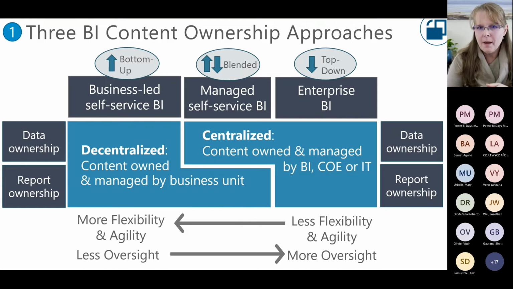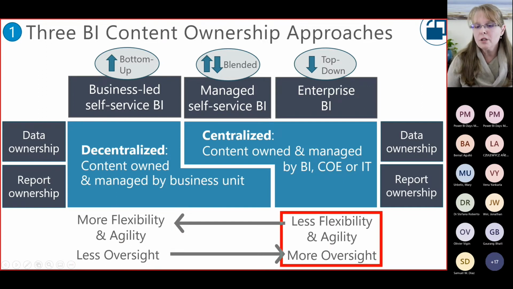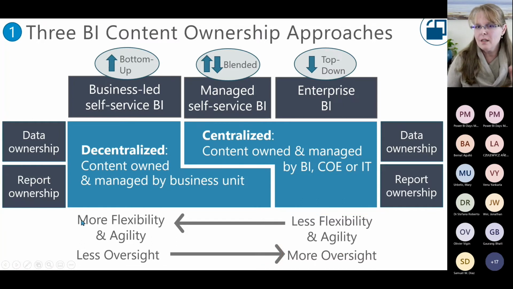This impacts governance decisions massively. So on the left side here, we're usually talking about more flexibility, right? If they need to publish an update, they just do. And over here, we're usually talking about more oversight, and something in the middle for managed self-service BI. But this is not the whole part of the story.